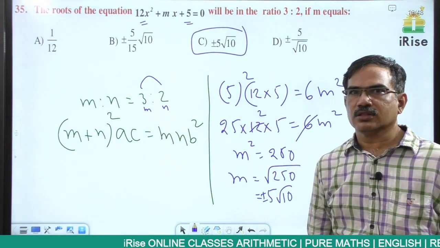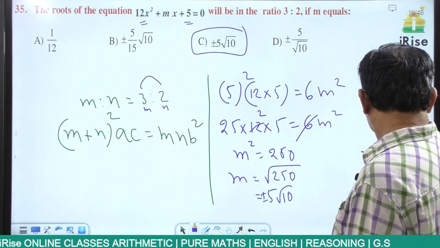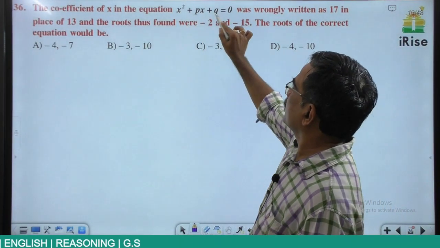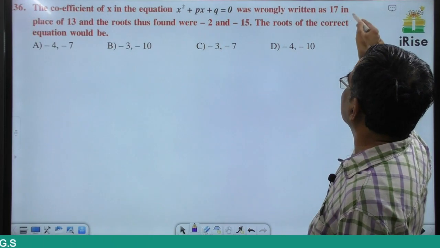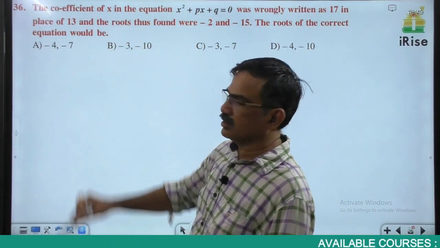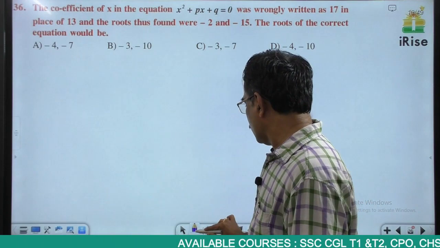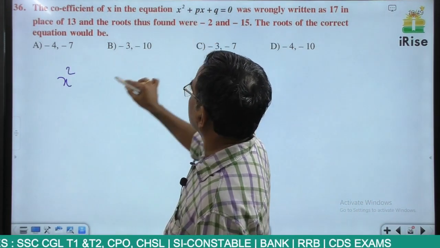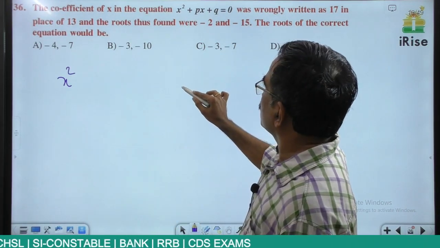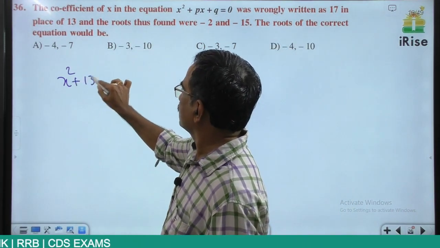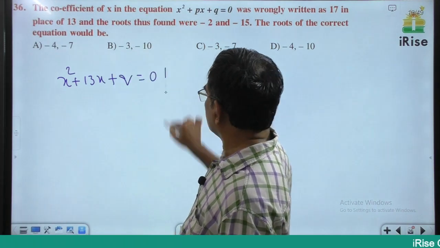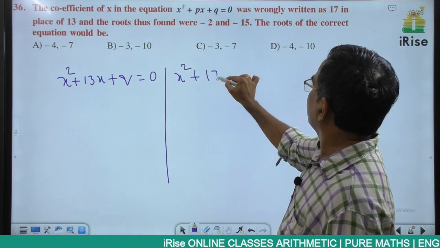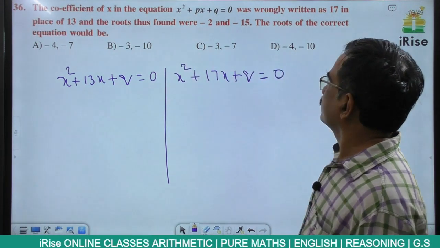Okay, see the next question. The coefficient of x in the equation x square plus px plus q is equal to 0 was wrongly written as 17 in the place of 13. That means the actual equation is x square, and the coefficient of x is 13. So x square plus 13x plus q is equal to 0. This is the original equation, but the equation written as x square plus 17x plus q is equal to 0.